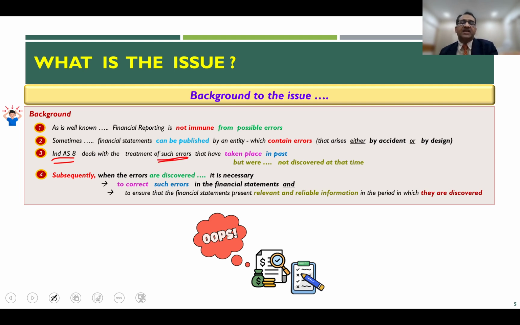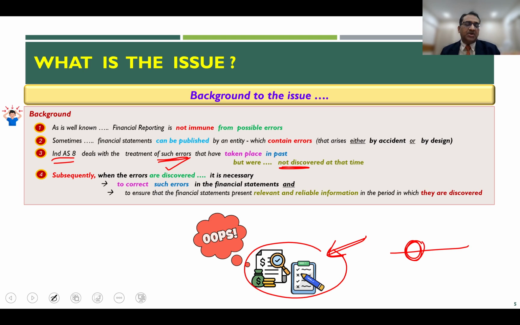treatment of such errors which have crept into the financial statements. So if some errors have happened in the past in already issued financial statements but could not be discovered at the time when these financial statements were issued, how to deal with such a scenario? That means if financial statements are issued at this point in time and subsequently you figure out that this financial statement which was issued in the past had some error, now you need to correct it. How to go about it?